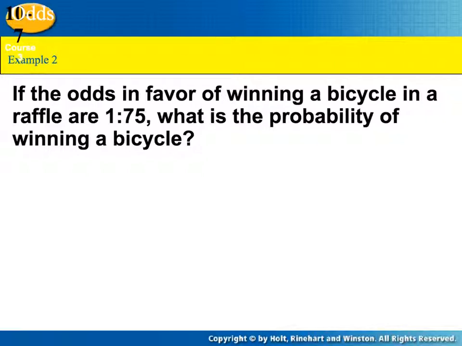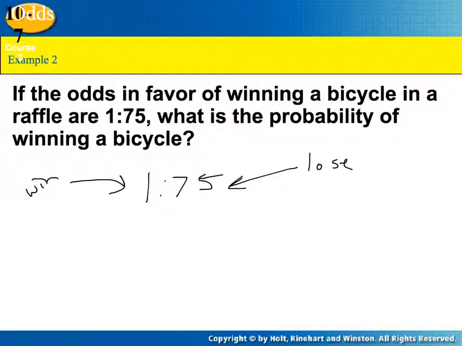All right, so it says, if the odds in favor of winning a bicycle in a raffle are 1 to 75, what is the probability of winning a bicycle? This is very similar. Remember, if I go 1 to 75, this 1 stands for in favor of winning. I win 1 time, I lose 75 of those times. But how many do I have total? If I have one ticket, I can pick 1 ticket to win, I can pick 75 tickets to not win.